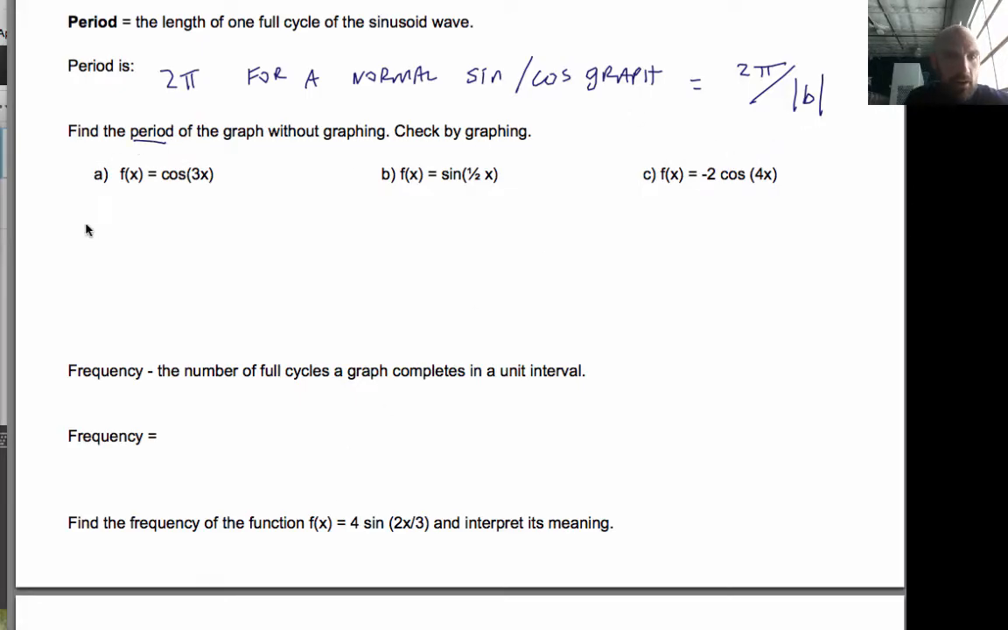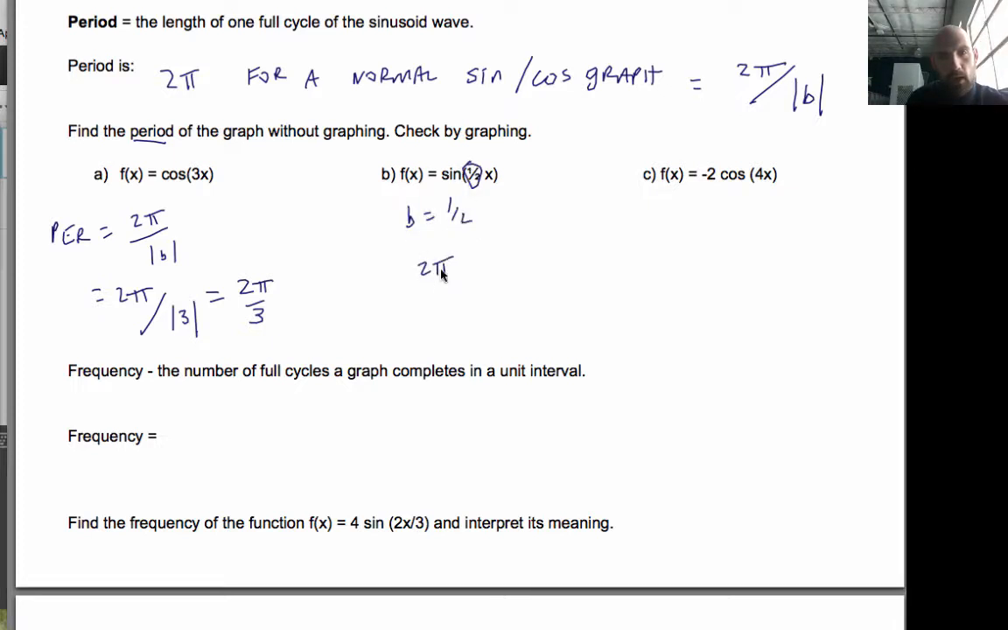So find the period. Period is 2 pi, which is my normal one, divided by the absolute value of b. And so in this case, it's going to be 2 pi divided by the absolute value of 3. So I just have to be comfortable with these fractions. So really this is 2 pi over 3 is my period. For this one, b is a half.